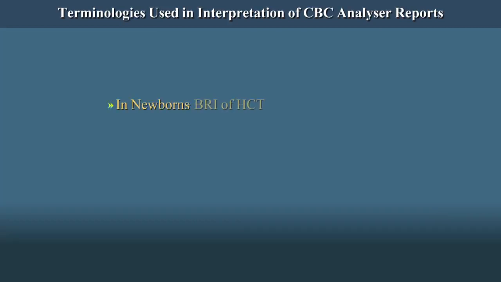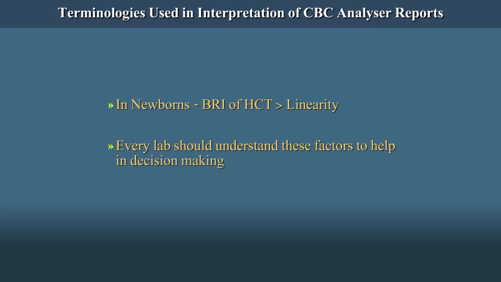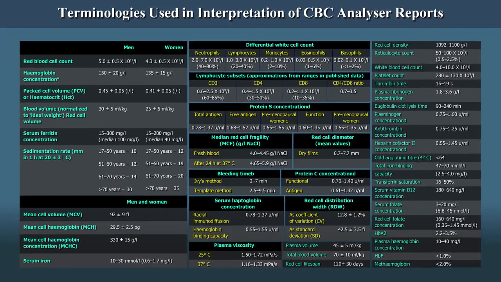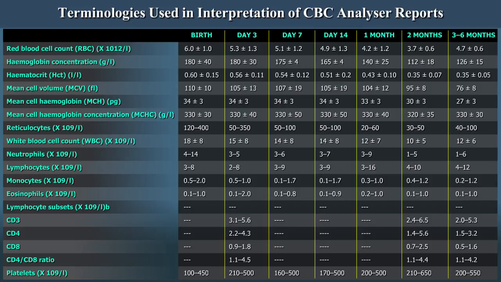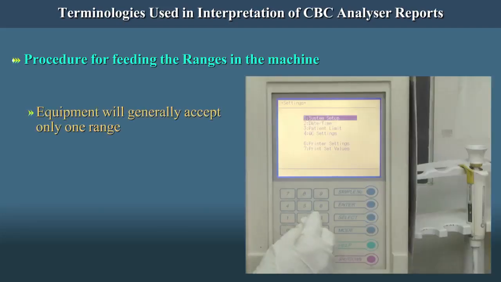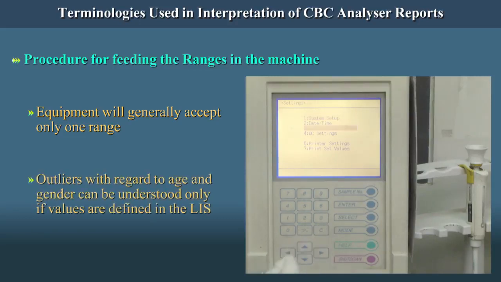In the newborn age group, the BRI, that is Biological Reference Interval, exceeds the linearity of the equipment. Every lab should understand these factors to help in the decision making. Please go through the chart shown on the screen for the normal ranges from the Reference Book of Hematology, Dacie and Lewis. Procedure for feeding the ranges in the machine. The equipment will generally accept only one range, so outliers with regard to age and gender can be understood only if the values are defined in the LIS.